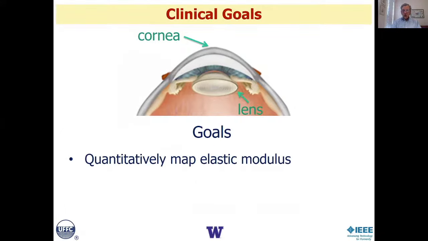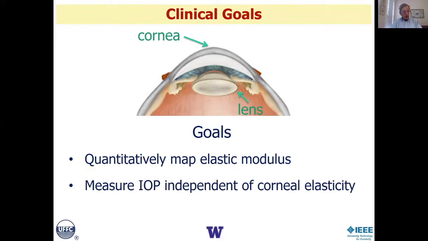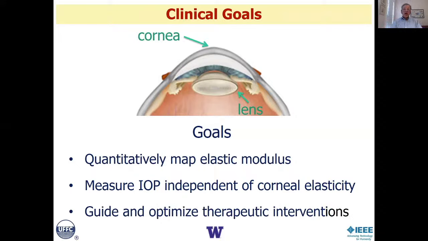Okay, so our goals were three. That is, we want to quantitatively map the elastic modulus, because of course, a fundamental characteristic of the cornea is that the shape depends on the IOP, the thickness and the elastic modulus. So we want to quantitatively map the elastic modulus. We want to measure the IOP, independent of any assumptions about the corneal elasticity. And finally, to guide and optimize therapeutic interventions for things like keratoconus and refractive corrections.